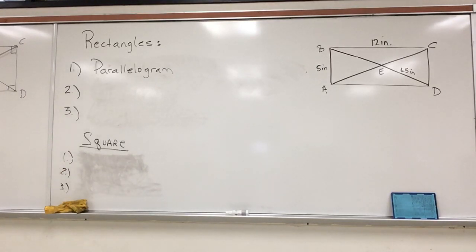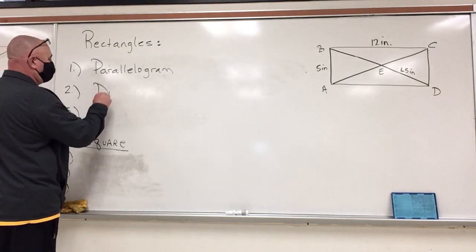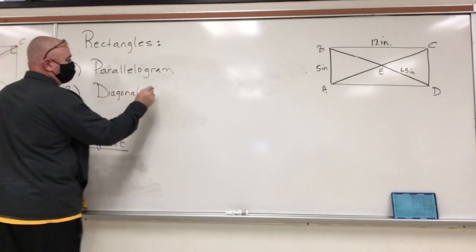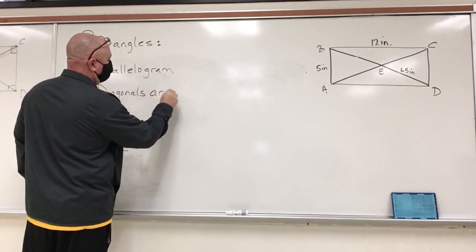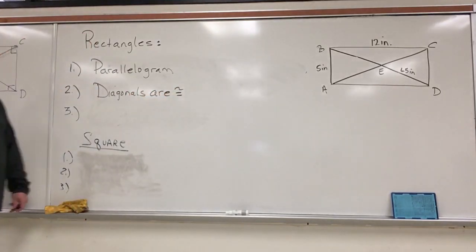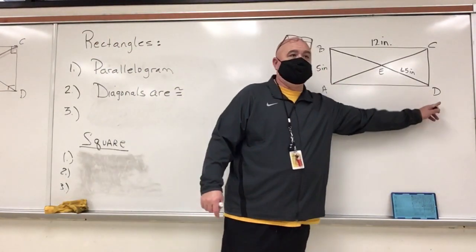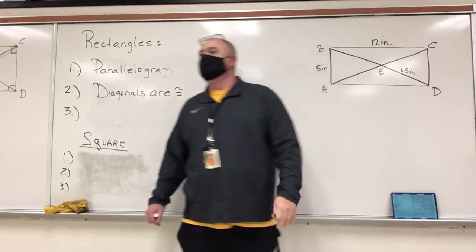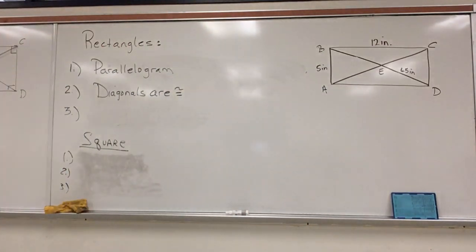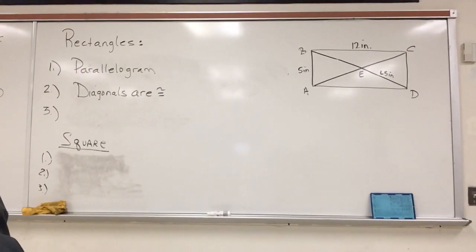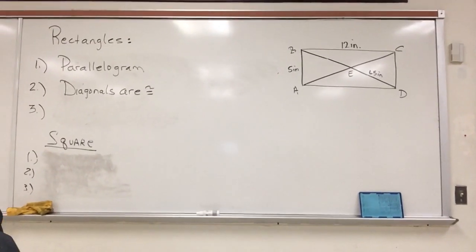Okay? The second thing that's got to happen is this. The diagonals on a rectangle are congruent. Meaning this. This right here, BD and AC, are equal to each other. Okay? They're equal. They're the same. All right? Simple enough? Yes? No? Ready to move on?